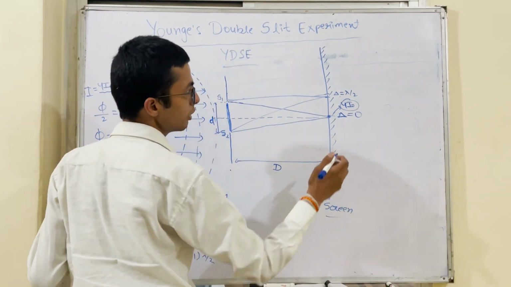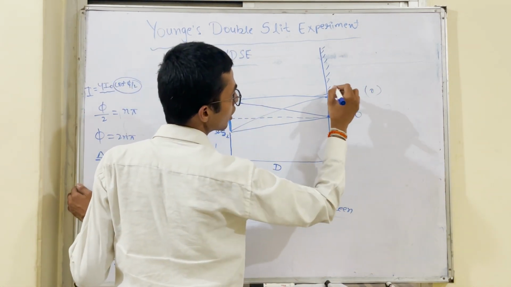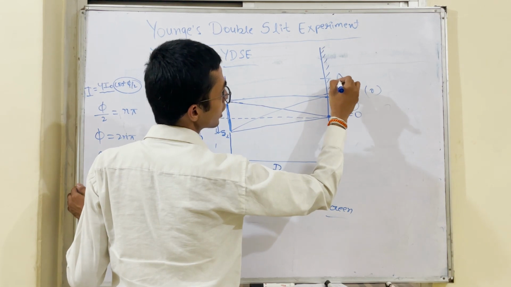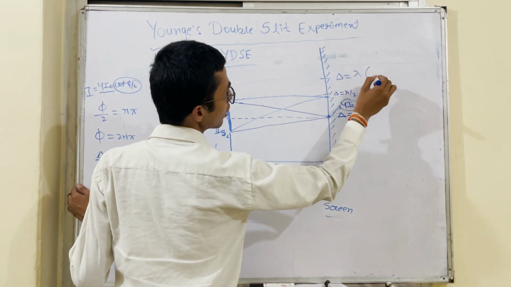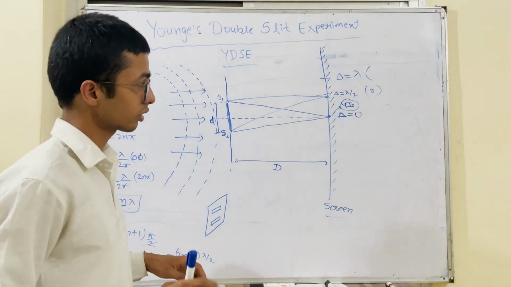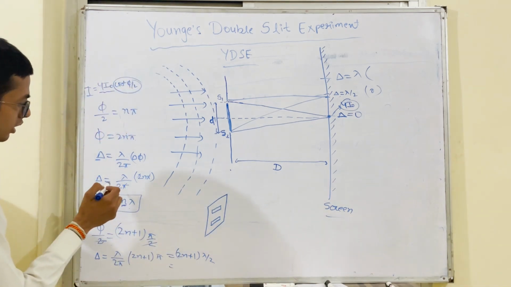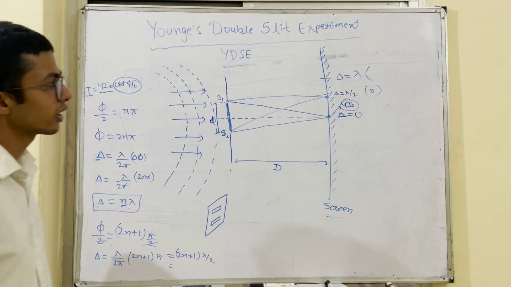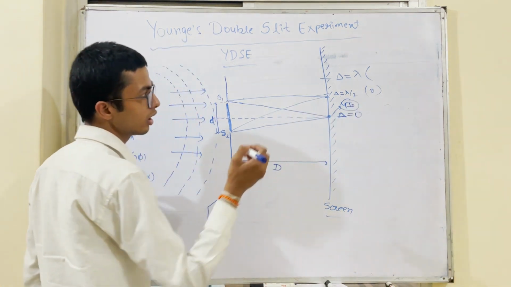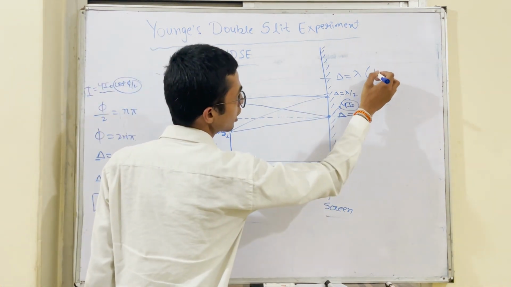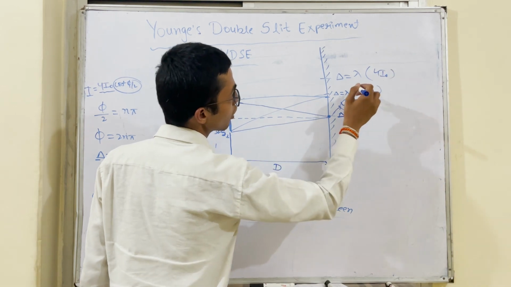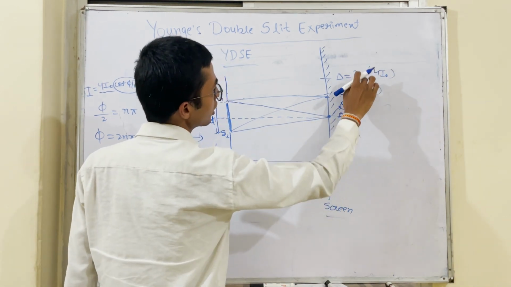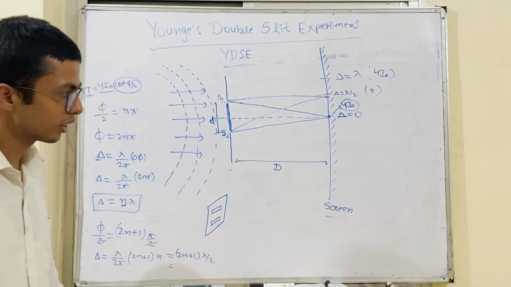It will cause minimum intensity, which is 0, and here delta is coming as lambda. For n equals 1, delta is lambda. So this is satisfying the condition of maximum, like constructive interference. So here the intensity will be 4I, correct? So these are the things that will go.